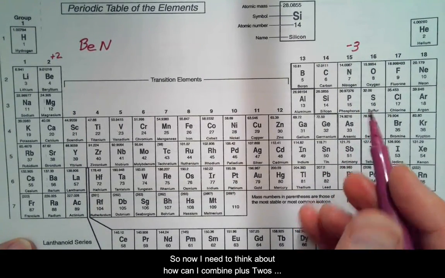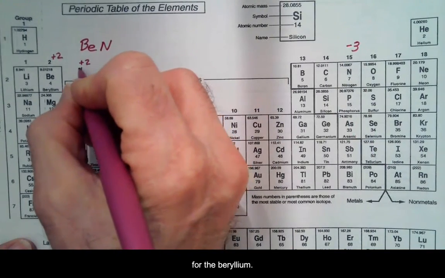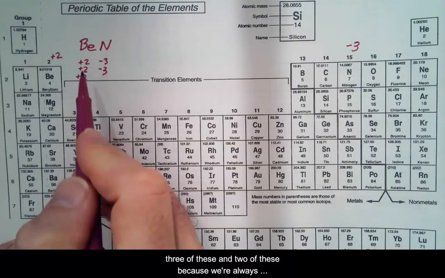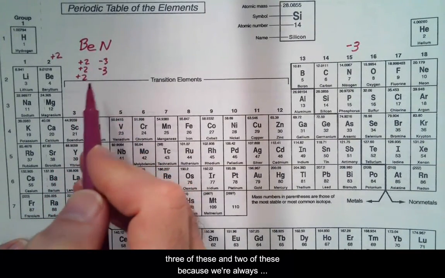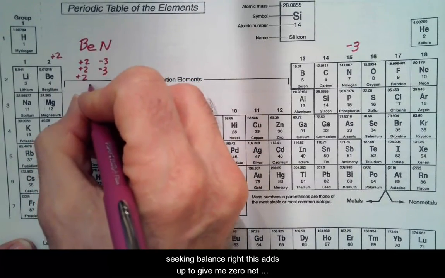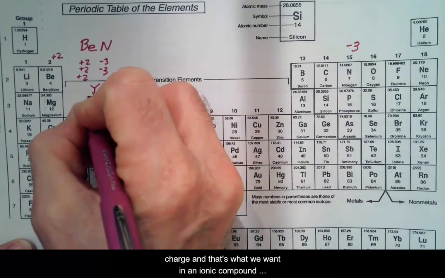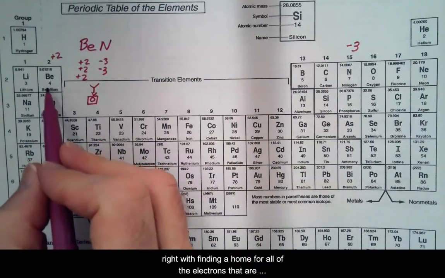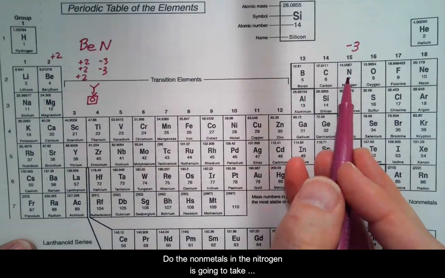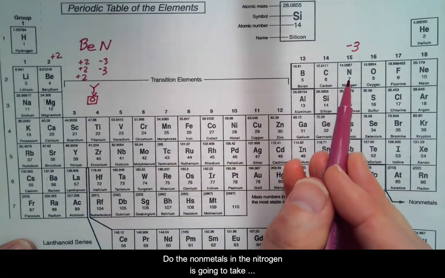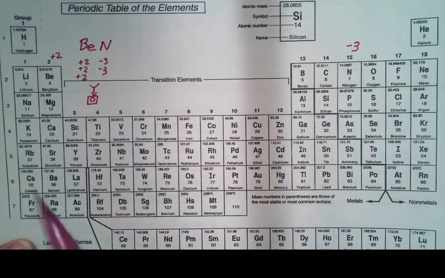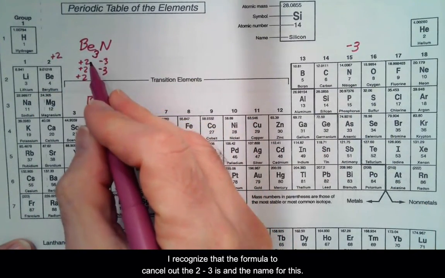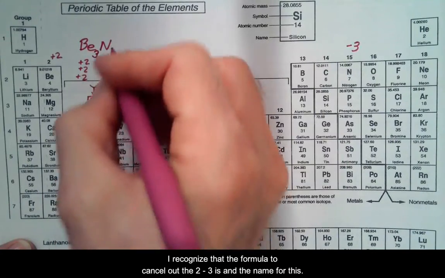And so now I need to think about how I can combine +2s for the beryllium with -3s for the nitrogen. The reason that I wrote out 3 of these and 2 of these is because we're always seeking balance, right? This adds up to give me 0 net charge, and that's what we want in an ionic compound, right? We're finding a home for all of the electrons that are given from the metals to the non-metals. So the nitrogen is going to take electrons from the beryllium. At this point, I recognize that the formula would have to have 3 berylliums, because I need 3 +2s to cancel out the 2 -3s.